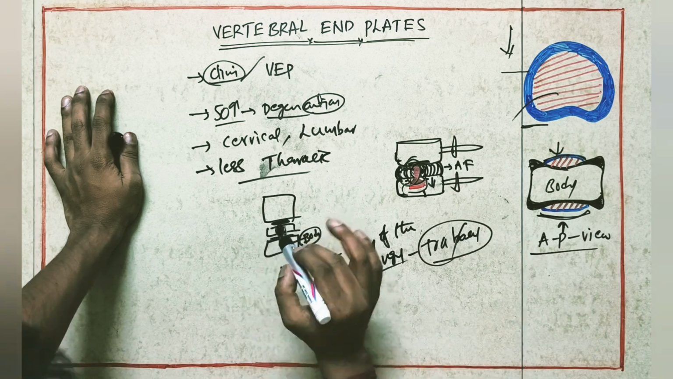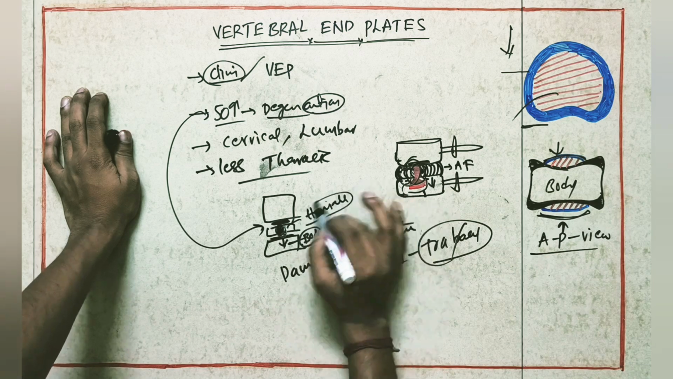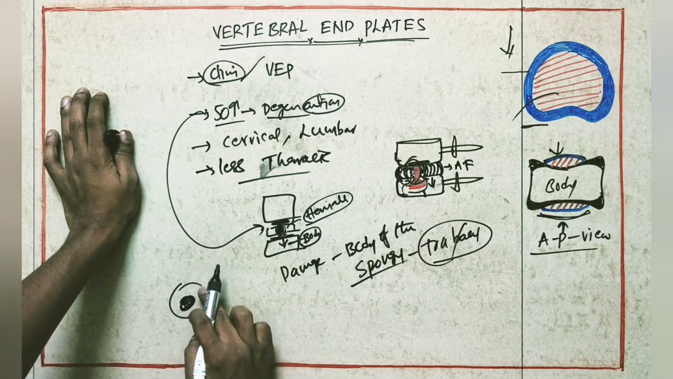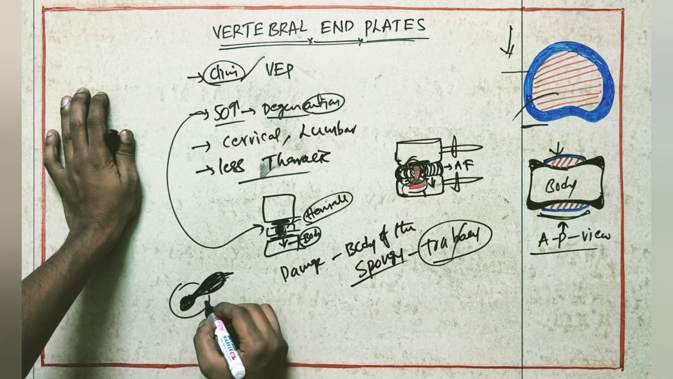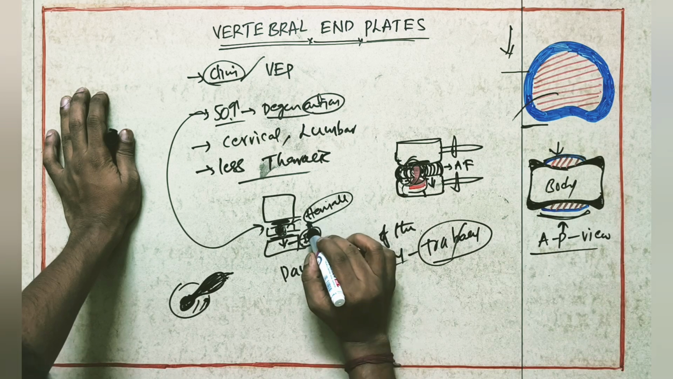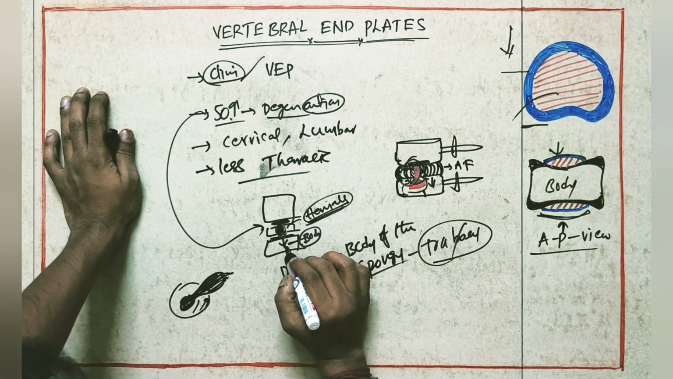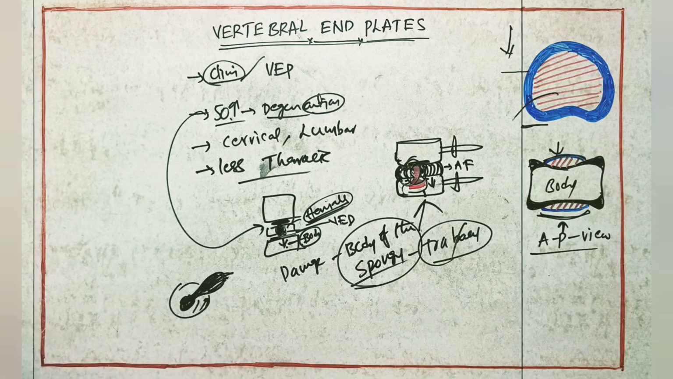The intervertebral disc which is damaged because of age is going to herniate. Herniation means the nucleus pulposus will come out of the annulus fibrosus. Due to age and maybe weightlifting, it will herniate. After that, it will enter into the body of the vertebra through the vertebral end plates. Then it is going to damage the trabecular system of the vertebra.